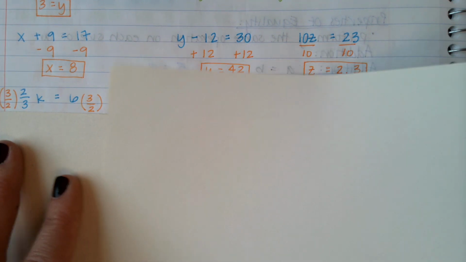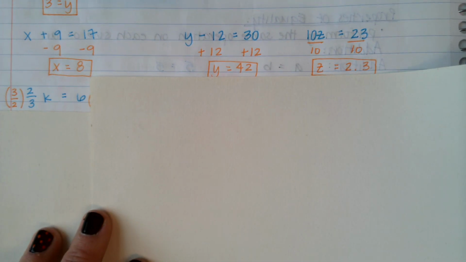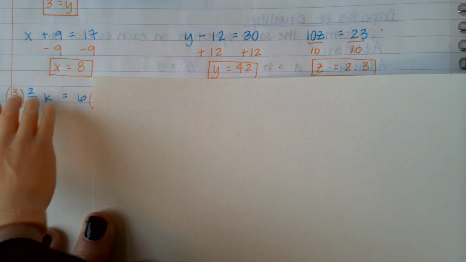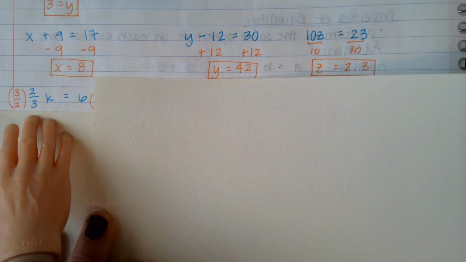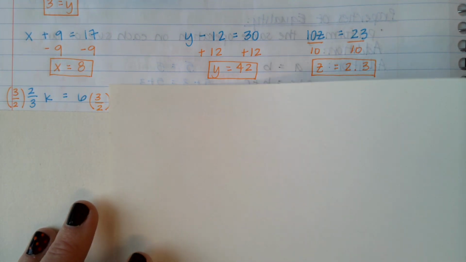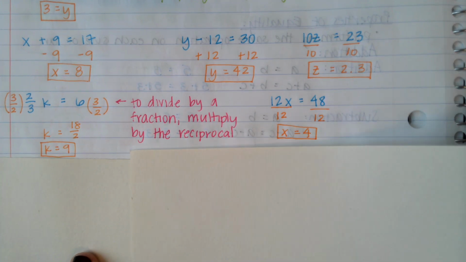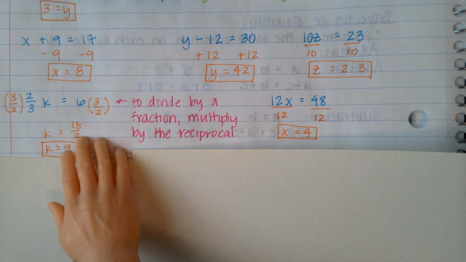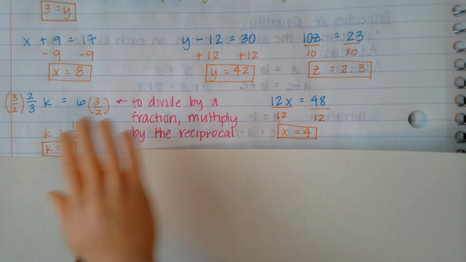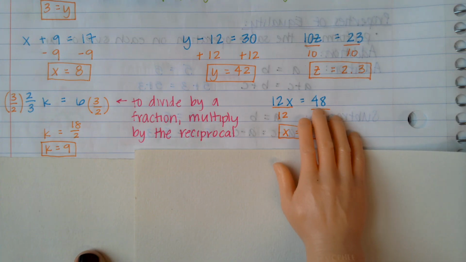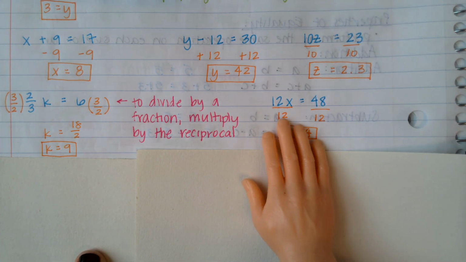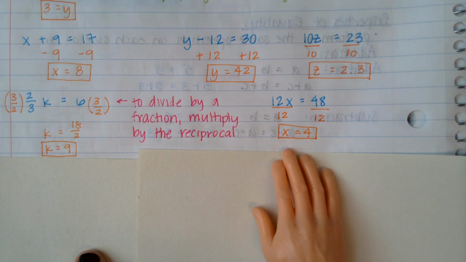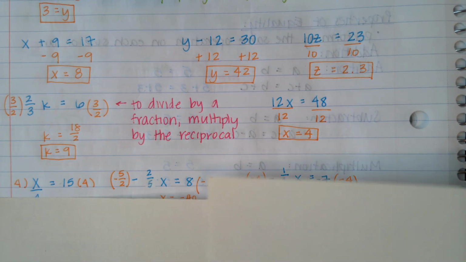If I have 2/3 k equals 6, the opposite of multiplying by 2/3 is dividing by 2/3, and to divide by a fraction, we need to multiply by the reciprocal. That gives 18 over 2, which reduces to 9. 12x equals 48. If there's no operation in between, it means multiplying, so we need to divide by 12 on each side to get x equals 4.